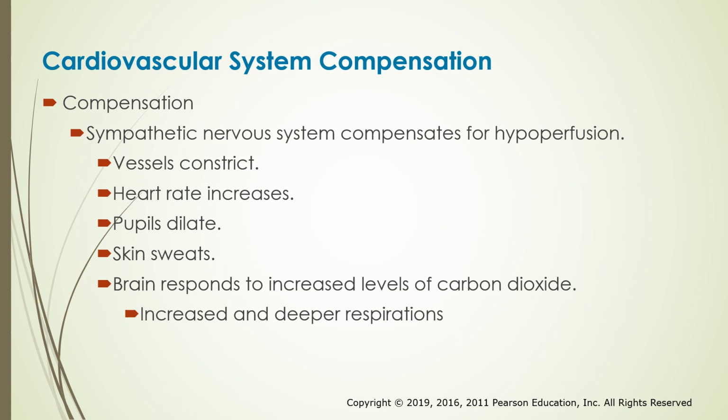So we mentioned that we're pretty good compensators. The sympathetic nervous system compensates for low perfusion or hypoperfusion. So our vessels will constrict, our heart rate will increase to try to pump blood faster, our pupils dilate, our skin sweats, and our brain responds to increased levels of carbon dioxide by trying to breathe deeper and faster to get rid of it.